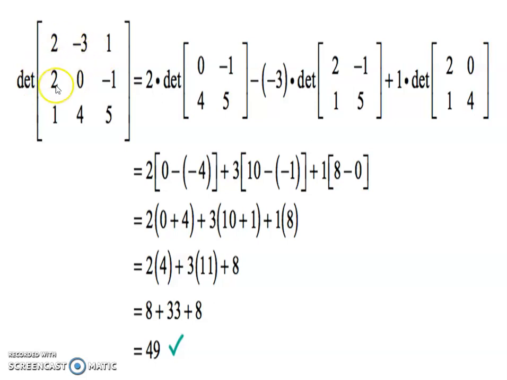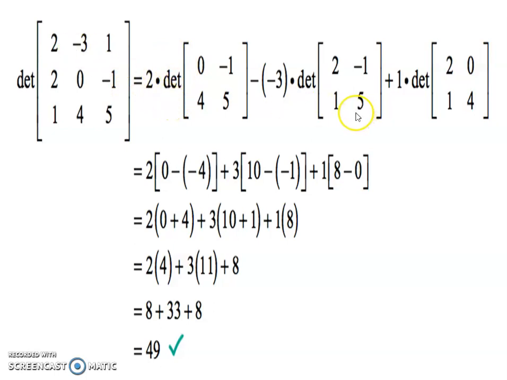So the determinant is 2, minus 3, 1, 2, 0, minus 1, 1, 4, 5. The same trick we have to apply. We skip the first row and the first column. So what is remaining? 0, minus 1, 4, 5 you should write here, and 2 is the centre element, that's why we write it here.